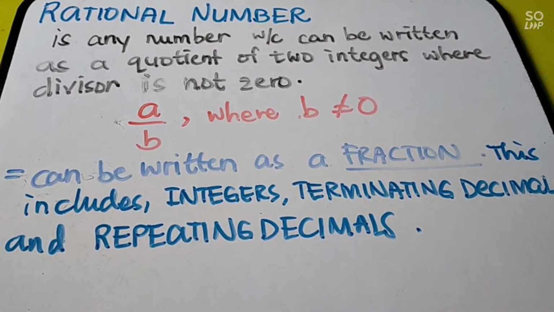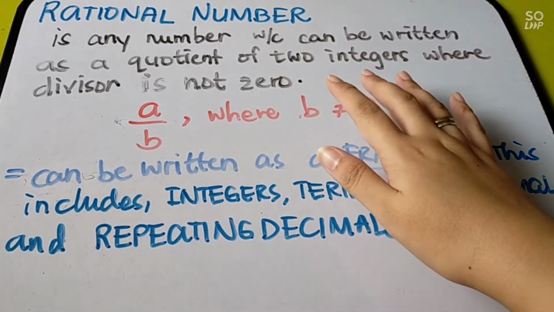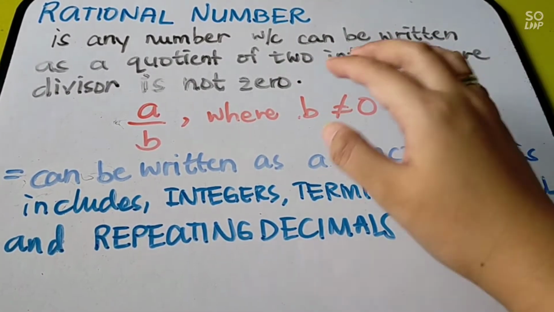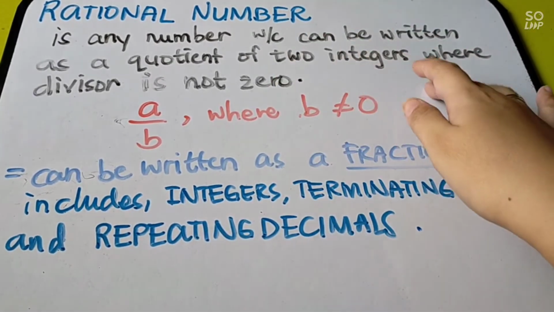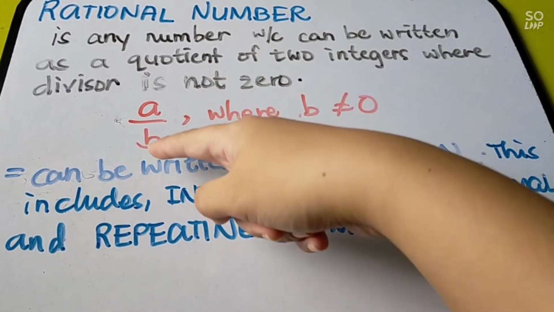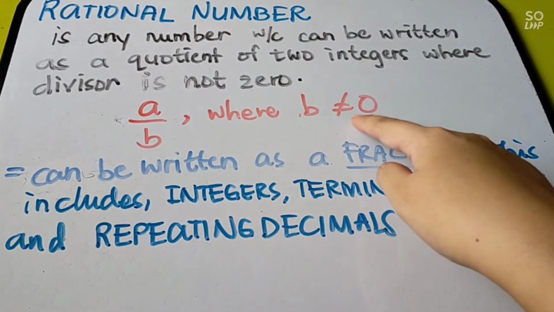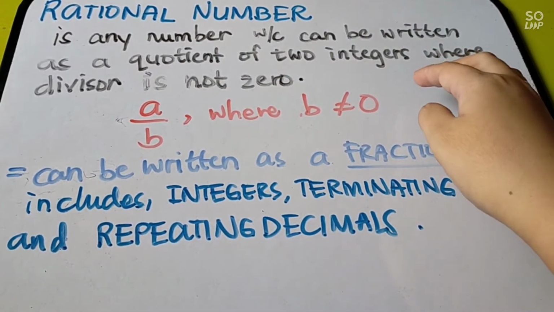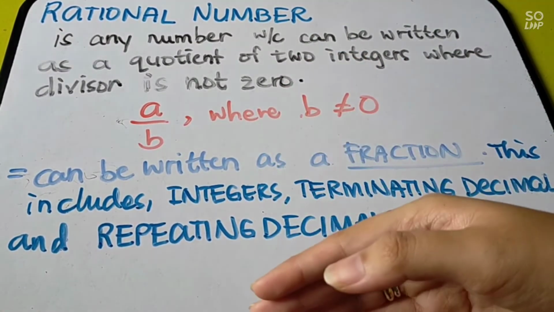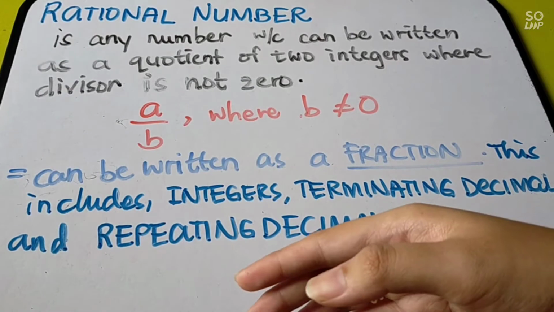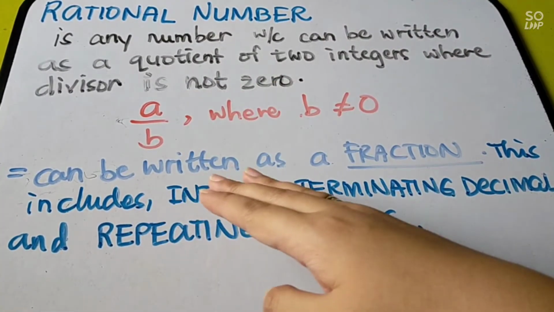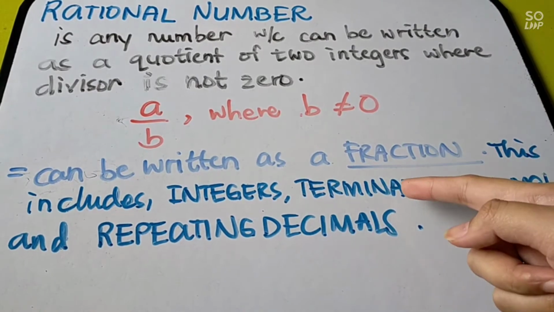When you say rational number, it is any number which can be written as a quotient of two integers where the divisor must not be equal to 0. So we can represent it as A over B, where B must not be equal to 0. So bakit hindi po pwedeng mag-equal to 0? Kasi magkakaroon ka ng undefined numbers dyan. Okay? So, in short, a rational number can be written as a fraction.